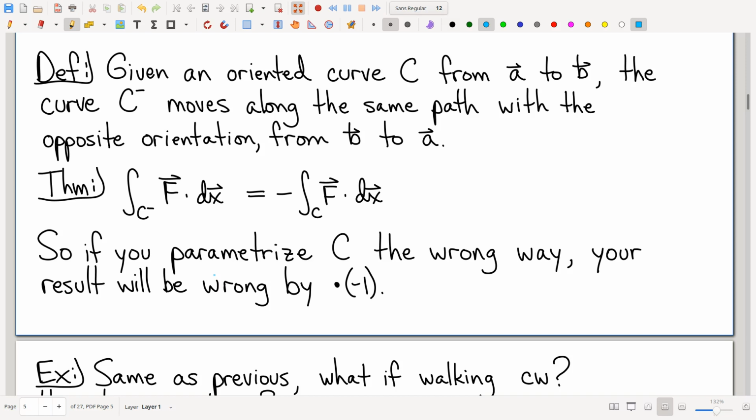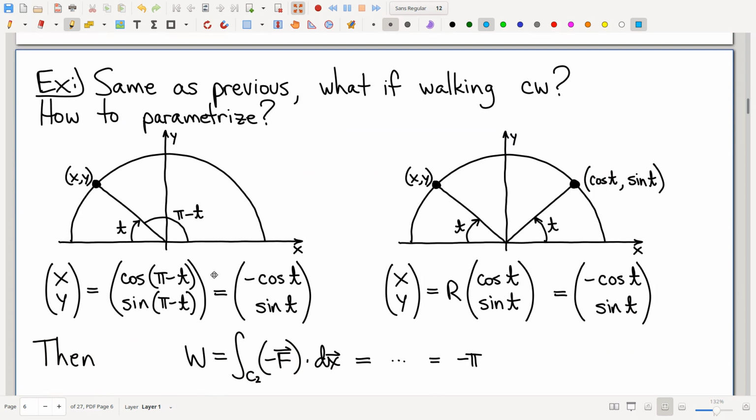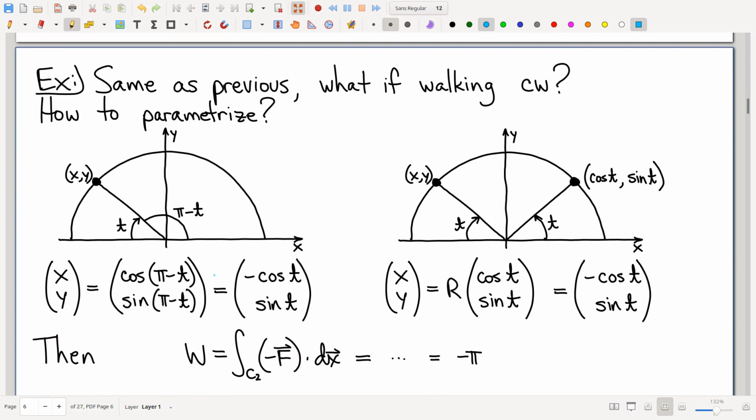Okay, so now I am going to ask a new question. I'm going to give you three, kind of four answers to this question, three good ones, one bad one. And the question is, same as the previous example, just going the other direction, now going clockwise on the top half of the unit circle instead of counterclockwise. How do we deal with that?